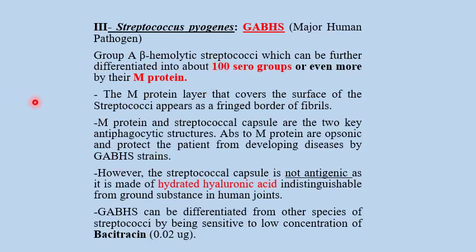Group A beta hemolytic streptococci can be further differentiated into about 100 serogroups or even more. As a result of mutations, there may now be more than 200 serogroups of this organism. The serogroups are divided according to what? According to the M protein, which is present on the cell surface.